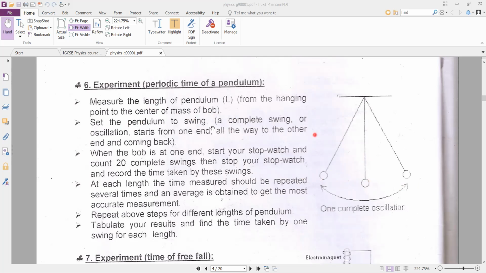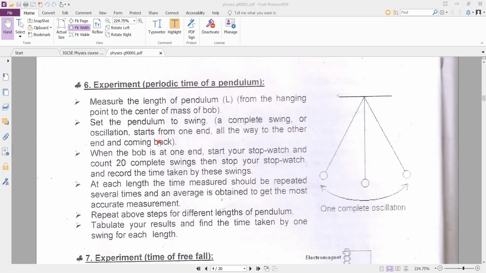A complete swing, or oscillation, starts from one end, goes all the way to the other end, and comes back. It's one oscillation. Starting here, this is a quarter, this is half, this is three-quarters, and now it's one. This is one oscillation.